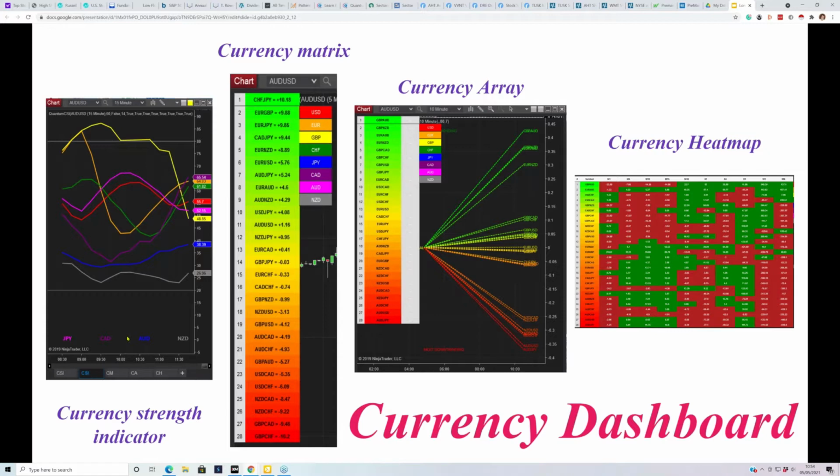Is the dollar being sold? It's really your starting off point. Then we have the matrix, which ranks the pairs. It takes that information and pairs it and tells us which are the strongest pairs, which are the weakest pairs.